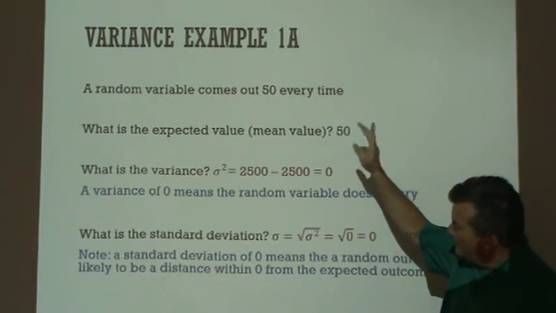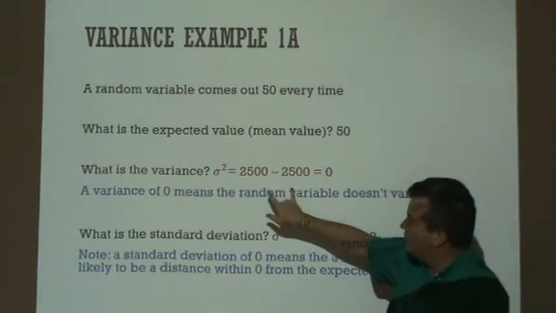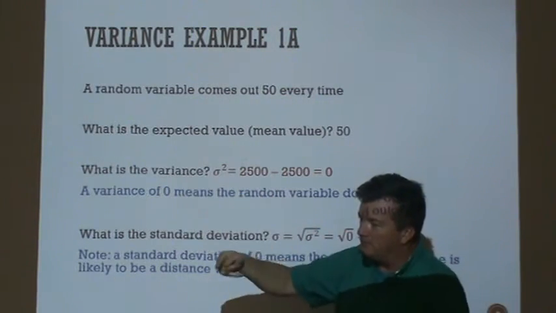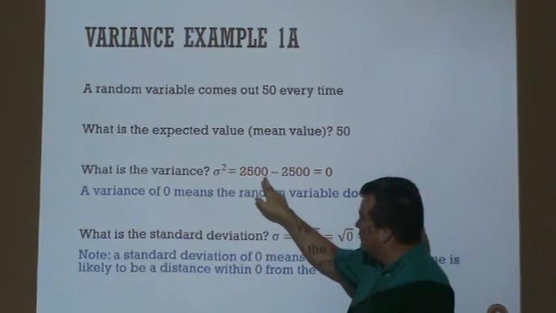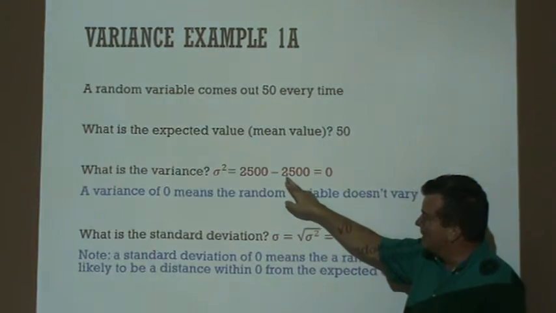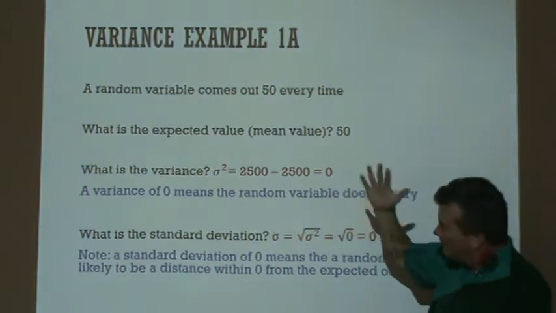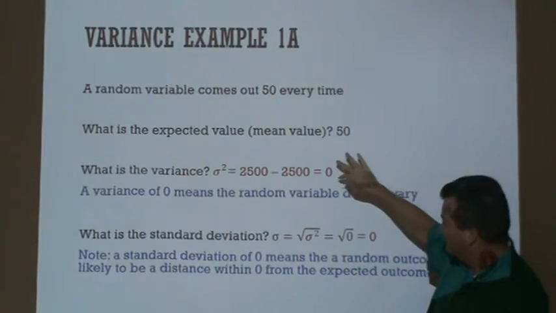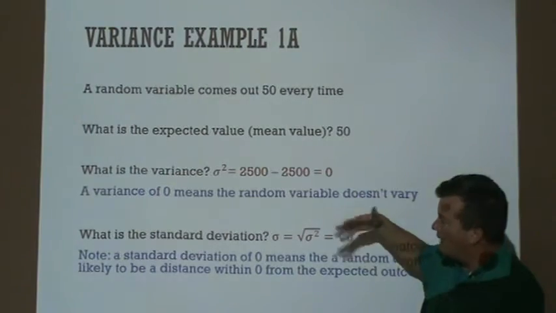Now, if we wanted to calculate the variance, the question is, what do you expect the outcome to be squared? You expect a 50, and squaring that is 2,500. And if you subtracted that from the expected value squared, you get 2,500 minus 2,500. So the variance in this case would be 0. And that's an index, right?